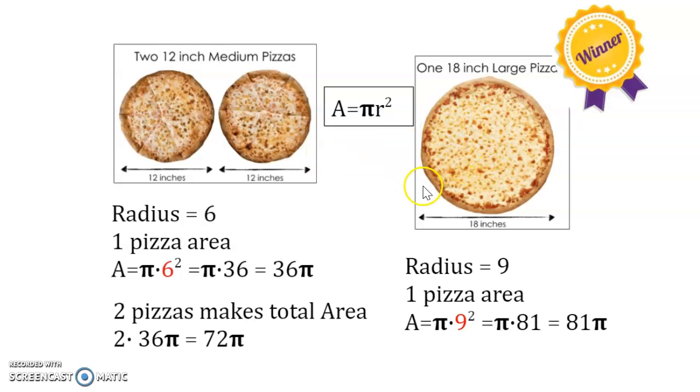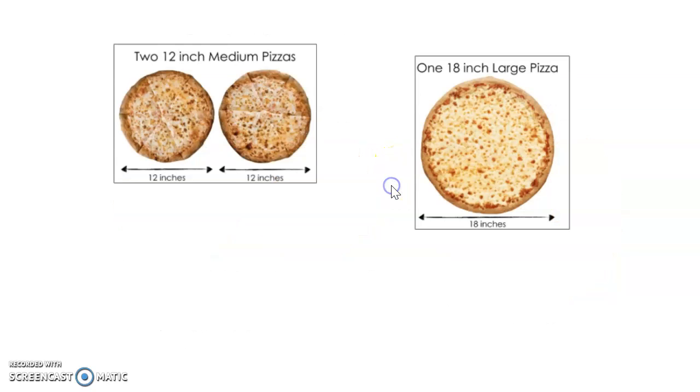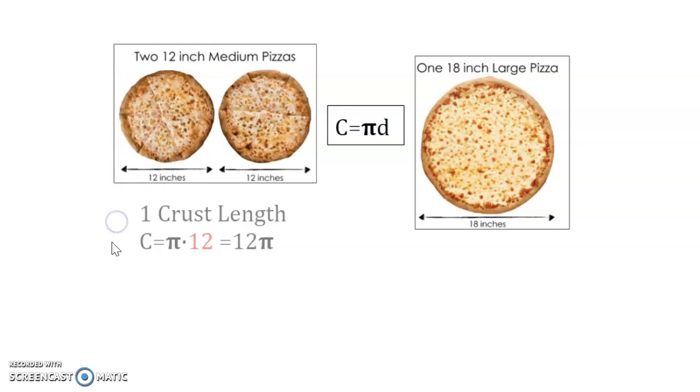However, in contrast, if I'm one of those people who just loves the pizza crust more than the actual pizza, and I really care more about getting more crust than the inside part, then which would be a better choice? Well, in this case we're figuring out the circumference, aren't we? What is the circumference in the left hand side case?